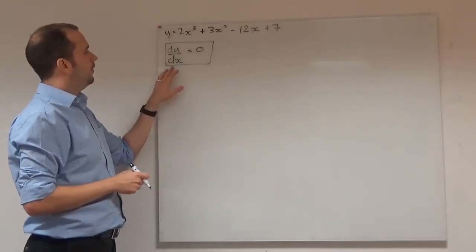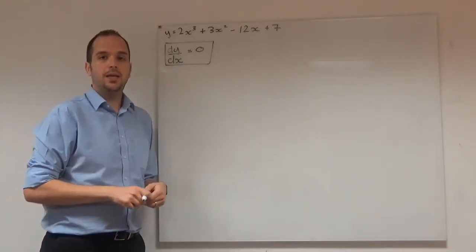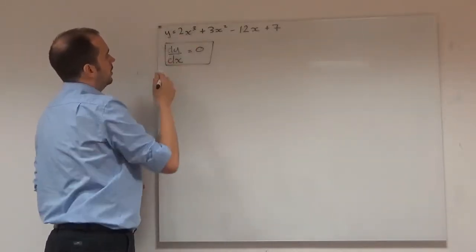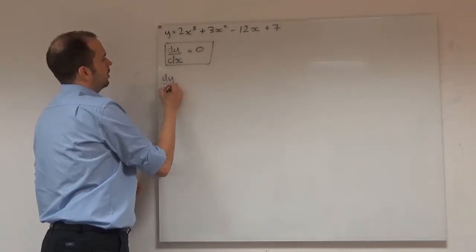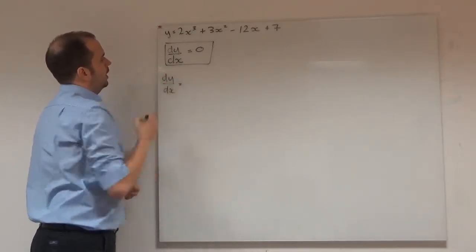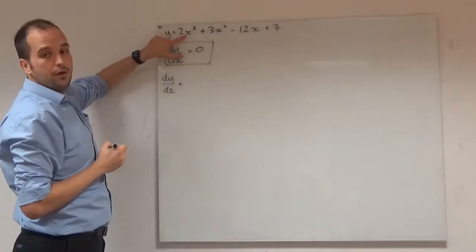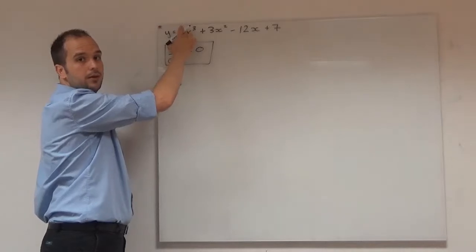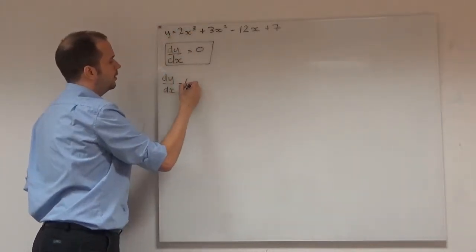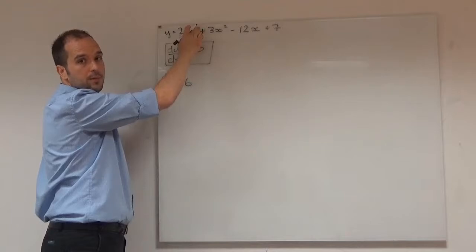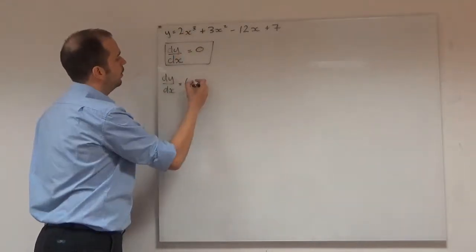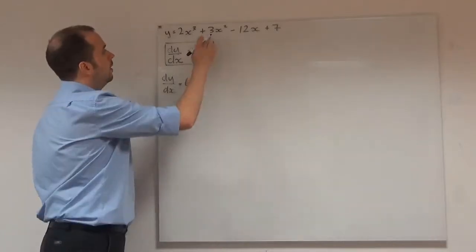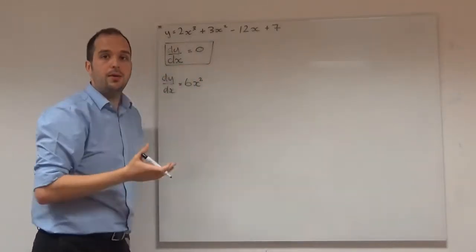So what do we need to do? Well, the first thing we need to find is dy by dx. We need to differentiate our function. So let's differentiate this function here. So dy by dx is equal to, well, we need to differentiate 2x cubed first of all. So how do we differentiate this? Well, we bring the power down the front, so we'll get 2 times 3, which is 6. And then we take 1 off the power, so 3 minus 1 is 2, so that will leave us with a 6x squared.